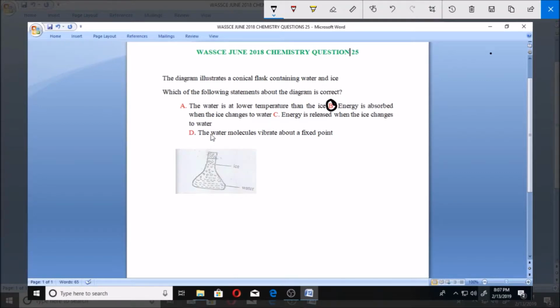Now you have that the water molecules vibrate about a fixed point. This is not true. Why is it not true? Because this is what happens for solid, but water is liquid. So you cannot say that the molecules vibrate about a fixed point. This is what happens for solid. So that makes this answer not true.